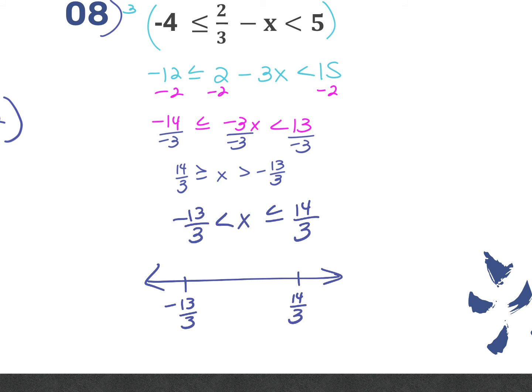The one on WebAssign actually has the numbers on it, so don't stress about it too much, putting all the stuff in between. This is going to have parentheses. This is going to have a bracket. You're going to shade it in between. Just be careful with your brackets and your parentheses.